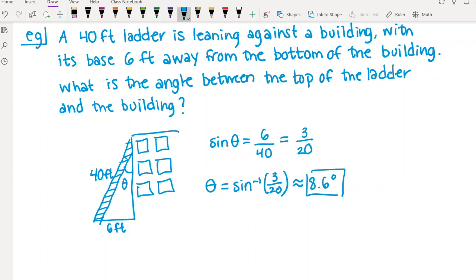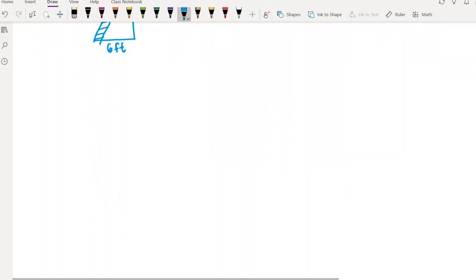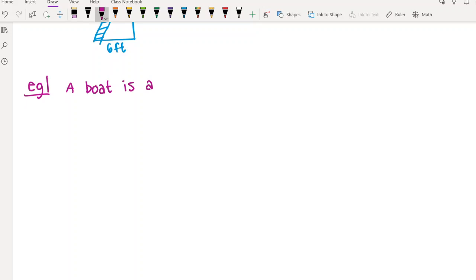All right, so one more example. And this one is going to be with an angle of depression, because I think those ones are sometimes a little bit trickier to visualize what's going on. So let's say that we have a boat on the water, and it's a distance of 1,200 feet from the base of a lighthouse.